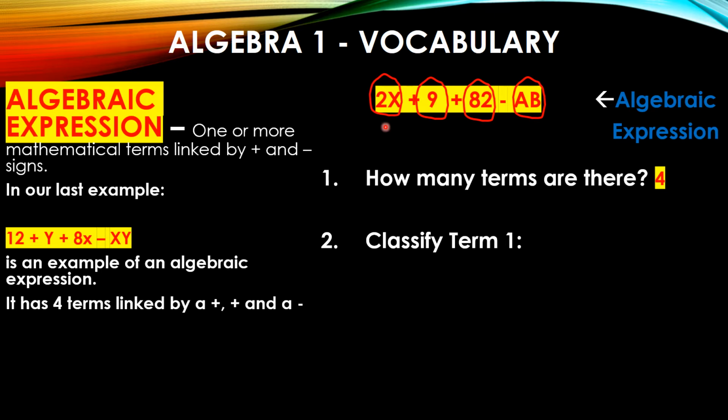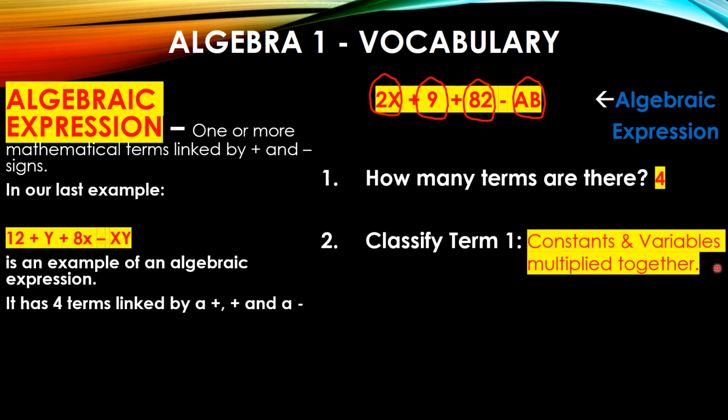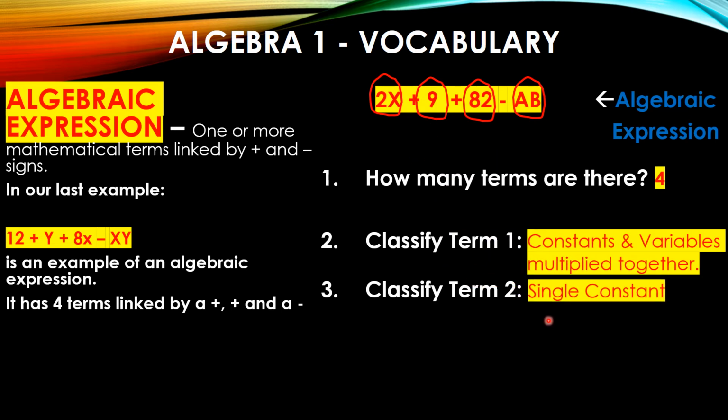It's got a constant, it's got a variable. Remember, 2x means 2 times x, so that's constants and variables multiplied together. Okay, here's my second term. My second term is a 9. So what is that? Is it a variable? No, it's a constant. And it's all by itself. There's no variable here, so this is just a single constant.